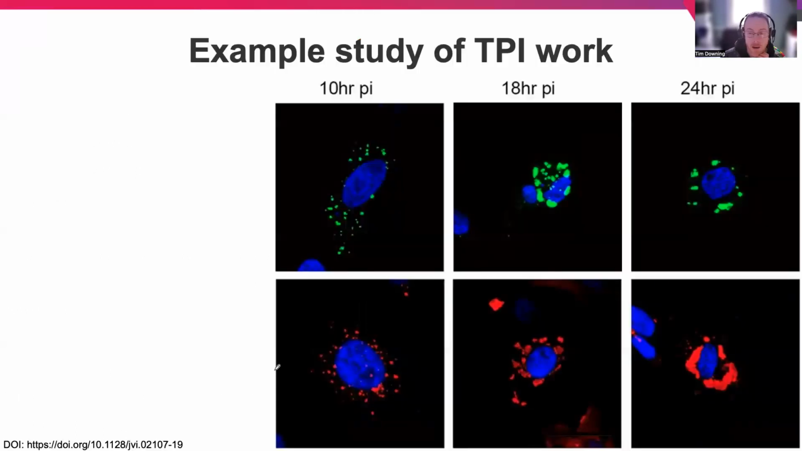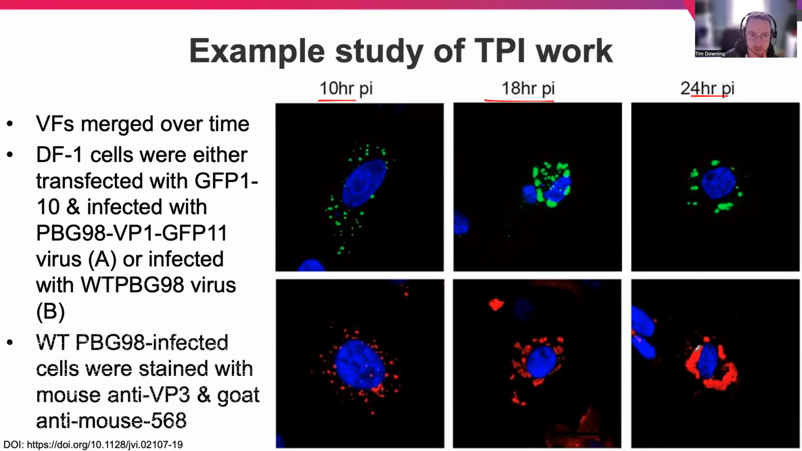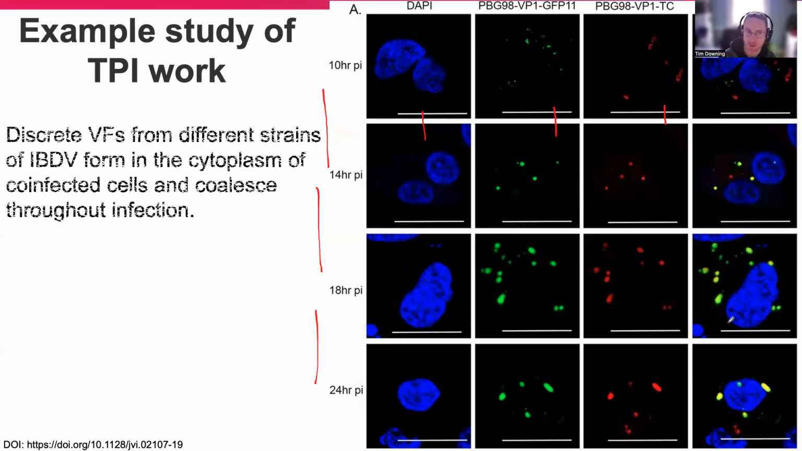What they saw with the look over time, so 10 hours, 12, 18 hours, 24 hours, is that these virus factories coalesced and moved over time. You see there that they're aggregating as we go through time. They performed similar experiments to achieve this kind of observation of them over time. Again here they're looking over time, 10, 14, 18, 24 hours. They're able to look at the cells on their own, GFP labeling, linking to VP1, and then the merged image altogether. So they're showing multiple channels here that they can merge together.